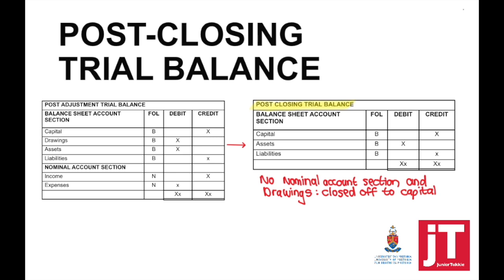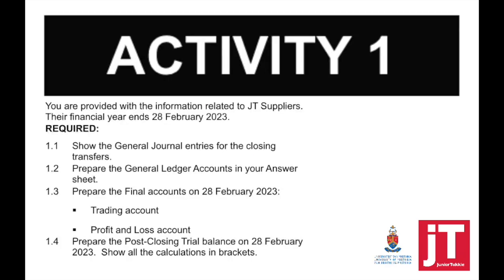We are now going to look at Activity 1. Activity 1. You are provided with the information related to JT suppliers. Their financial year ends 28 February 2023. Required, show the journal entries for the closing transfers, prepare the general ledger accounts in your answer sheet, prepare the final accounts on 28 February 2023 by completing the trading account and the profit and loss account. And then lastly, prepare the post-closing trial balance on 28 February 2023. Show all calculations in brackets.